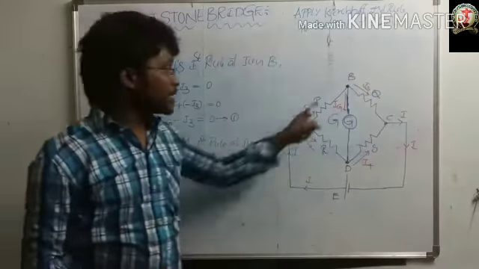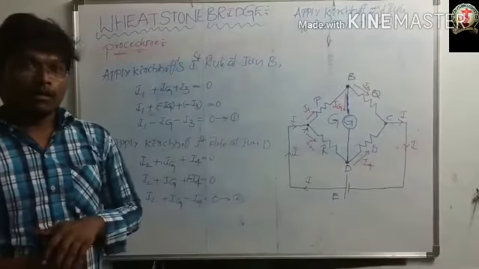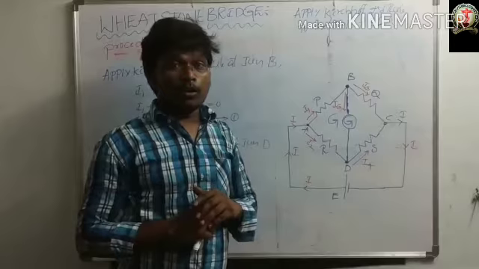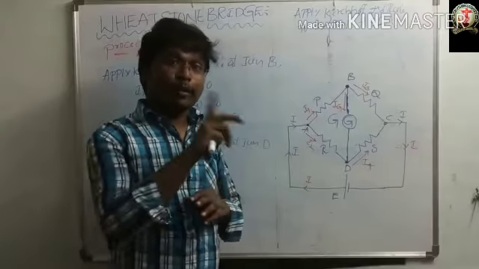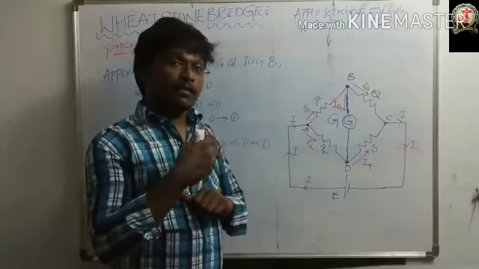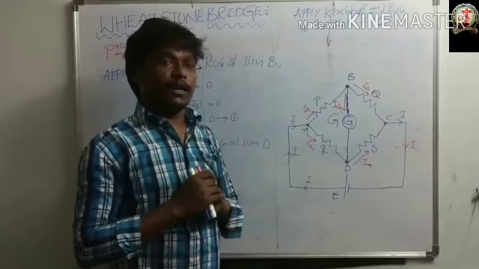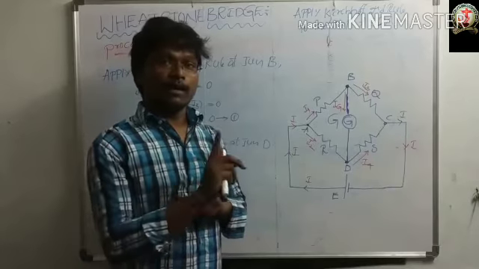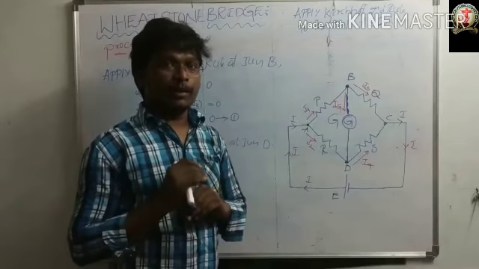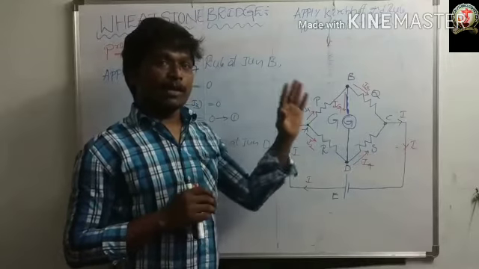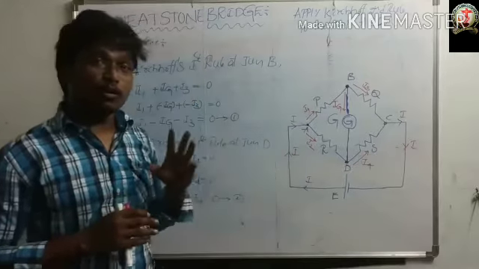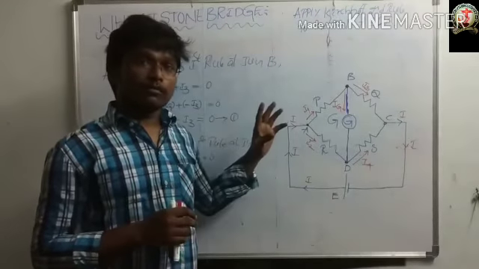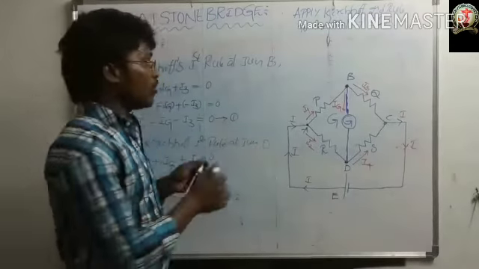In this loop I am applying Kirchhoff's second rule. I told you already when I explained the rule, current direction is different, loop direction is different. Current direction is already mentioned in the diagram, but loop direction we have to consider. I told you already, maybe in the day before yesterday's class. So here also I am applying Kirchhoff's second rule to the loop ABDA.